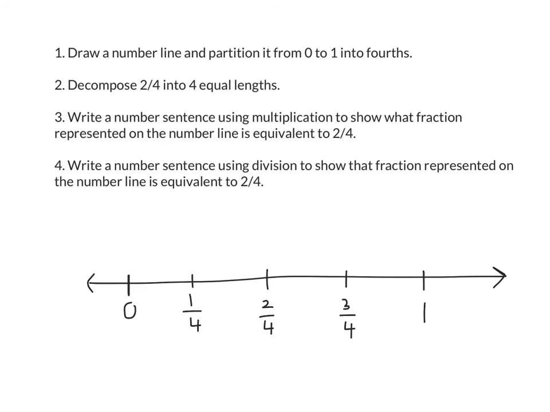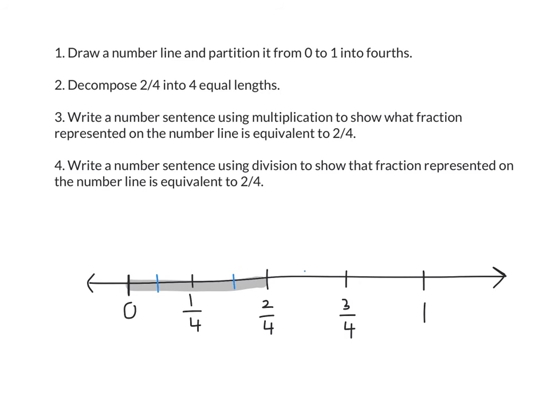Now it says to decompose 2/4, and here is 2/4, right? So we have to decompose the distance from 0 to 2/4 into 4 equal lengths. Right now, how many equal lengths are there between 0 and 2/4? Show me with your fingers. There are 2. How many are we trying to get it to? 4. So we have to go like this, right? Now there are fourths. Now there are 4 equal lengths from 0 to 2/4.